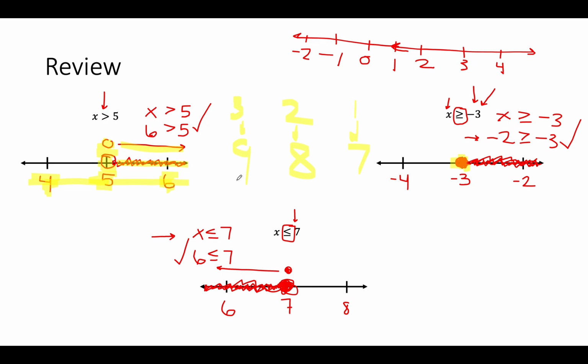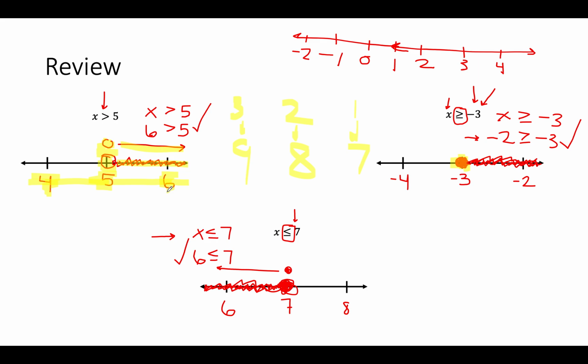You guys seem pretty on track and pretty aware of the open closed circle and which way you shade, so I don't have any worries about that. But I just do want to reiterate, what'll earn you that 9 is getting all 3 of those correct. Okay? Again, if you have any questions, please let me know.